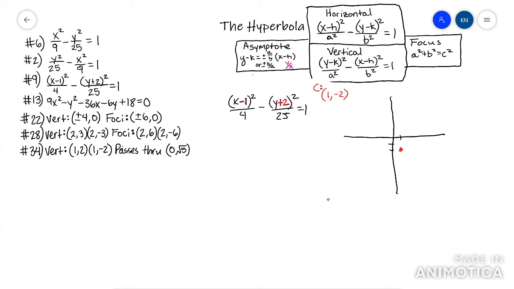Cool. All right, next. This is a horizontal one, so it's going to be opening something like this and this, but I need to know that distance. I need to know this distance to my vertex to open it up. Well, that distance is A, and A squared is sitting right there. So A is 2. So 2 to the right and 2 to the left. And so it would open something like this.